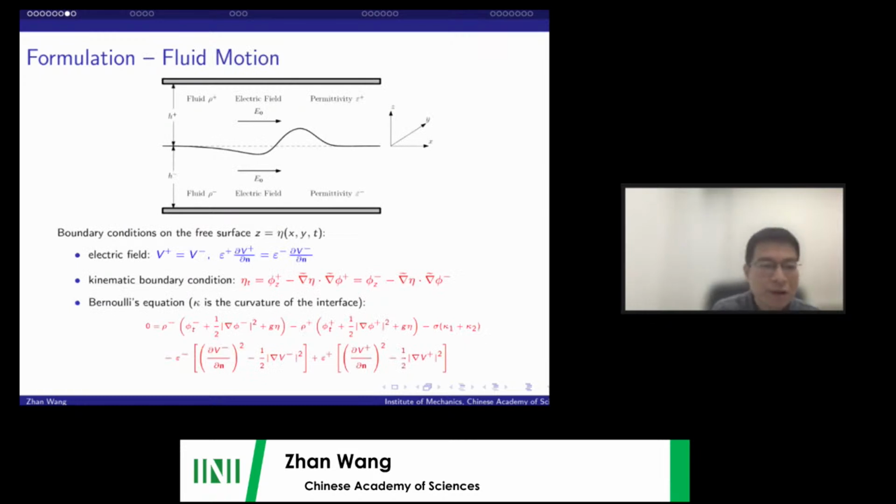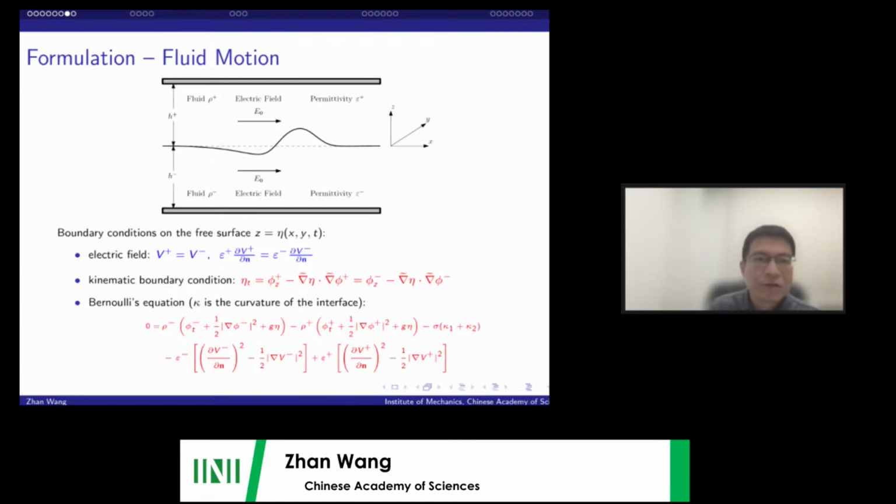Now, we consider two inviscid fluids on top of each other in a channel of finite extent in the vertical direction. The two fluids are dielectrics with different electric properties, with different permittivities. And the undisturbed system is under a uniform horizontal electric field. We assume the fluid motion is irrotational, and then we can introduce the velocity potential, which satisfies the Laplace equation.